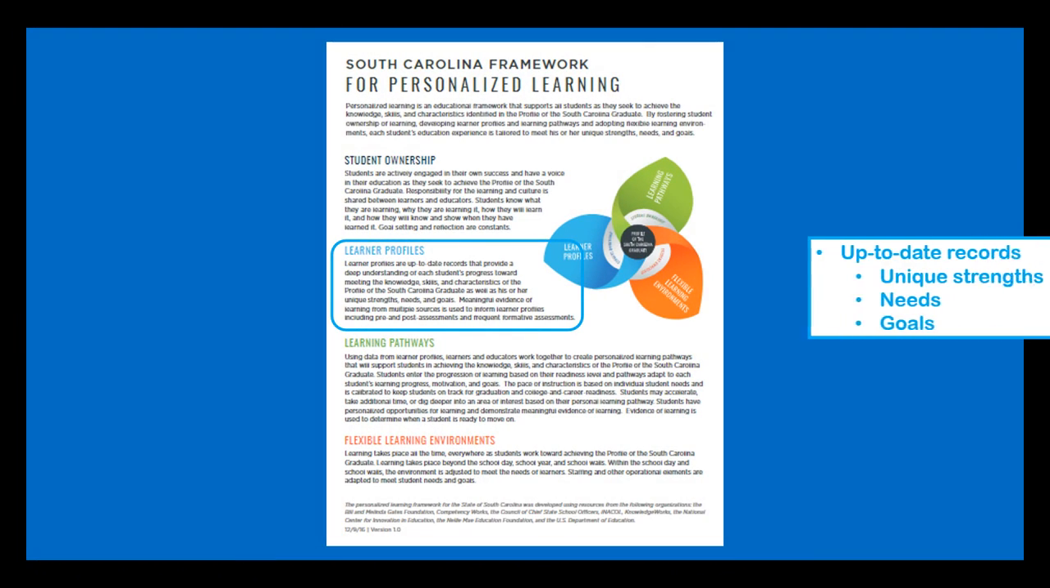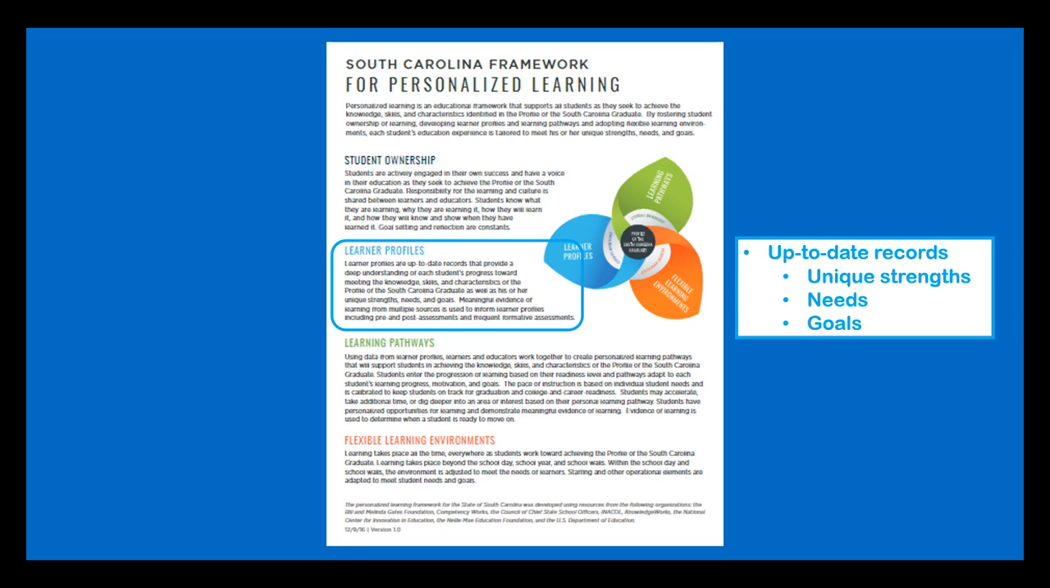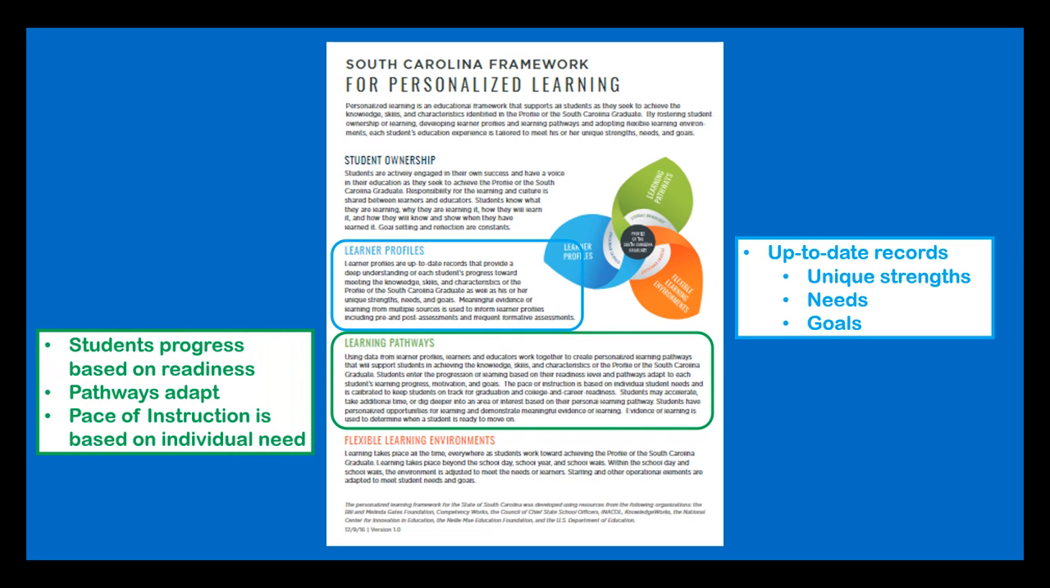Learner profiles include up-to-date records that include each student's unique strengths, needs, and goals. Data from pre- and post-assessments are used to inform learner profiles. For learner pathways, learners and educators work together to create the best pathways for each learner to learn. Students progress based on their readiness level, and pathways adapt to each student's learning progress, motivation, and goals. Pace of instruction is based on individual student need. Evidence of learning is used to determine when a student is ready to move on.